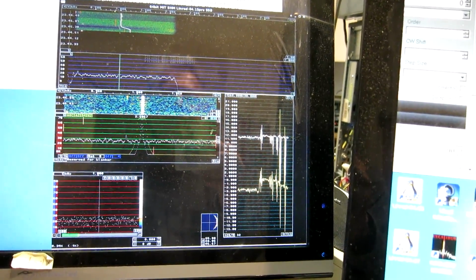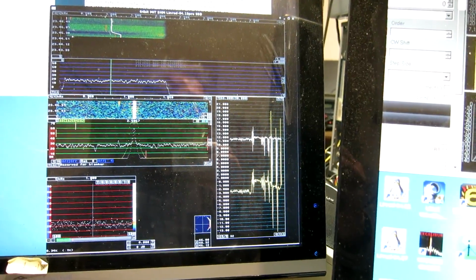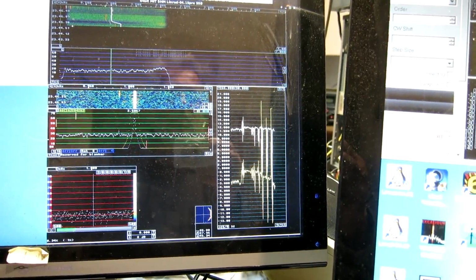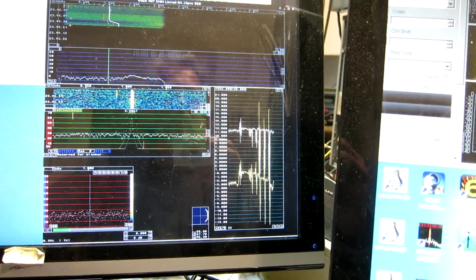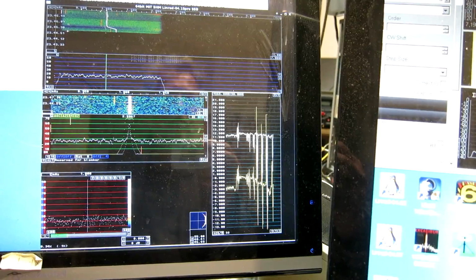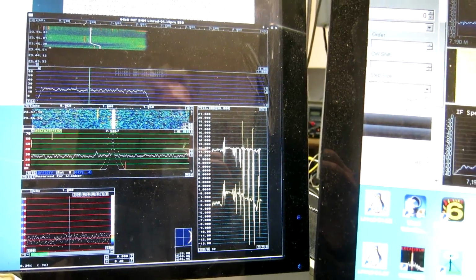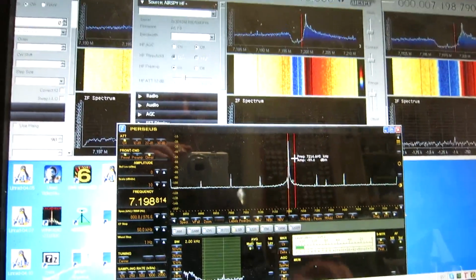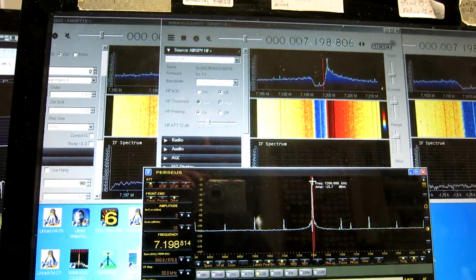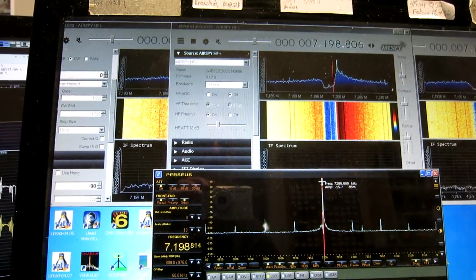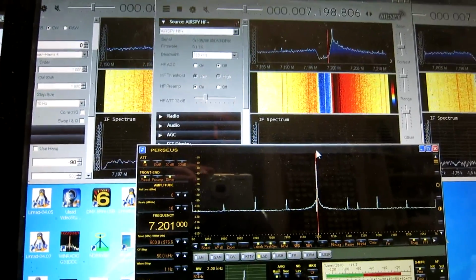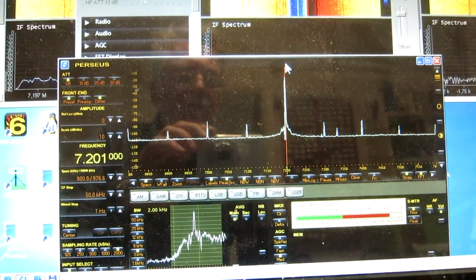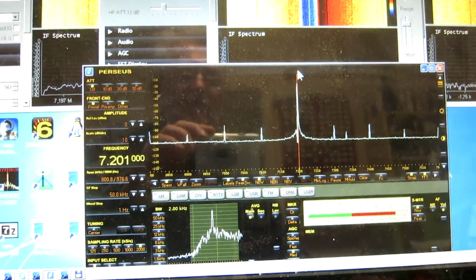Something like this. Now I have lost about 3 dB. And I check what is the level here, and I read minus 14 dBm.